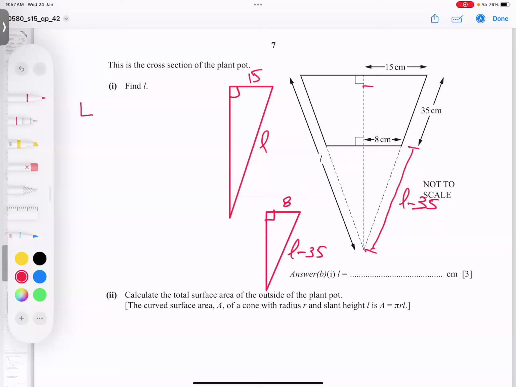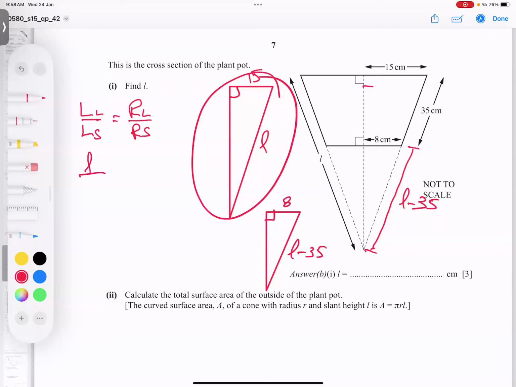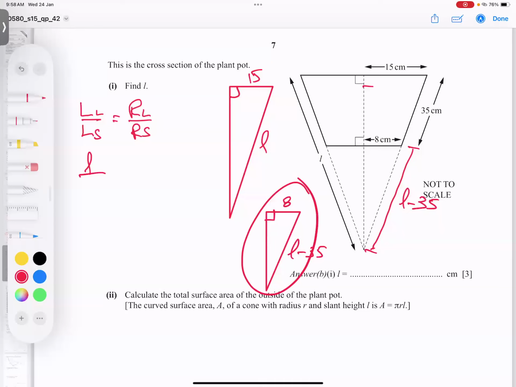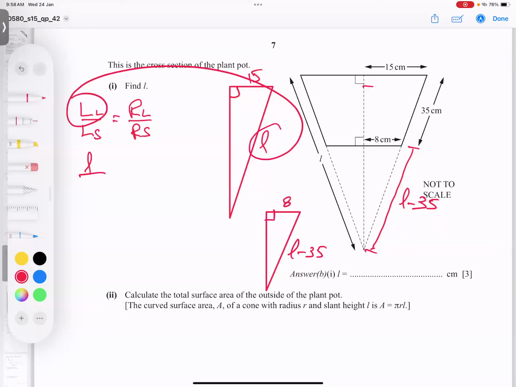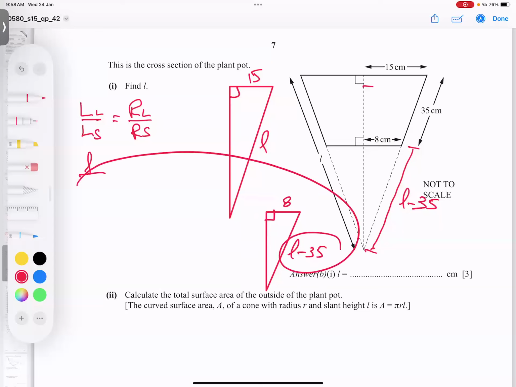Length of large by length of small, radius of large by radius of small. Hold on, I repeat. Length of large is coming L, because this is a large shape, this is a small shape. Okay, length of large and length of small. So L minus 35 comes here.